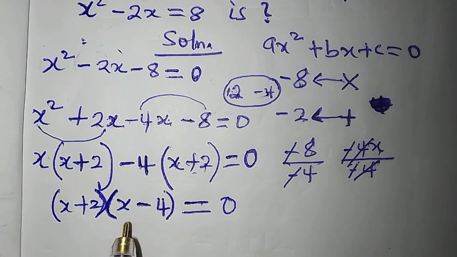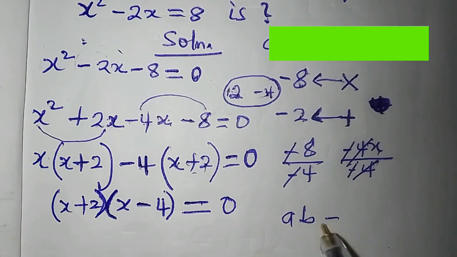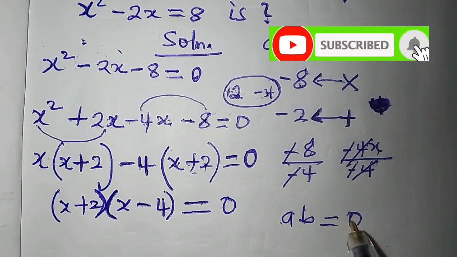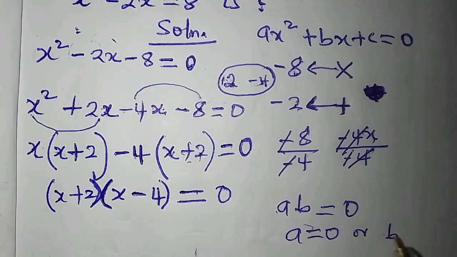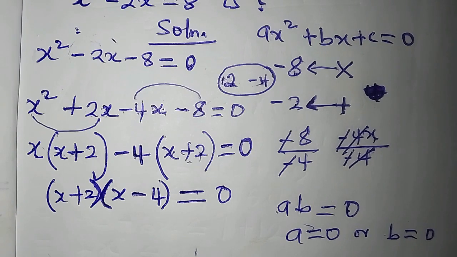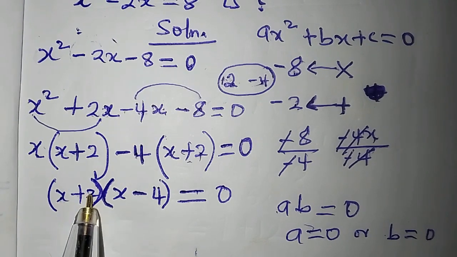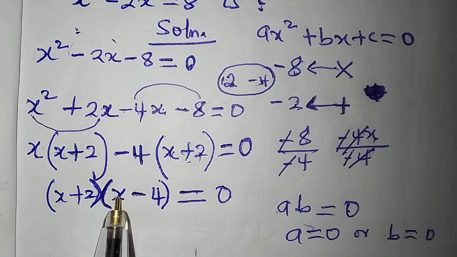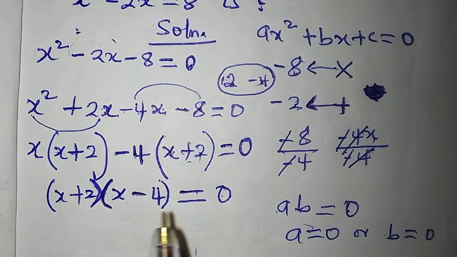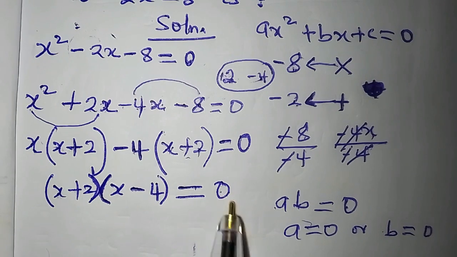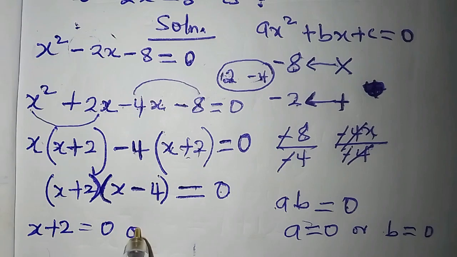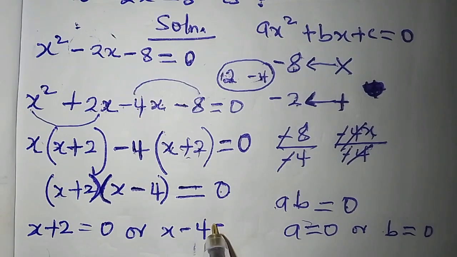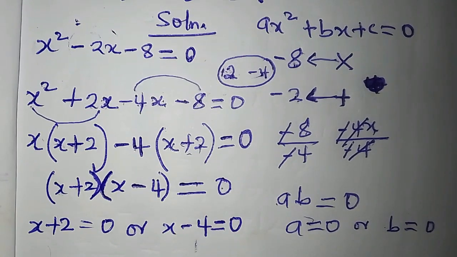This is a product. And if the product of two numbers, for example a, b, is equal to 0, this is a times b equal to 0, it means that a is equal to 0 or b is equal to 0. So by implication, x plus 2 is either equal to 0 or x minus 4 is equal to 0, because this is a product and they are equal to 0. So this means that x plus 2 is equal to 0 or x minus 4 is equal to what? 0. So I have two linear equations.